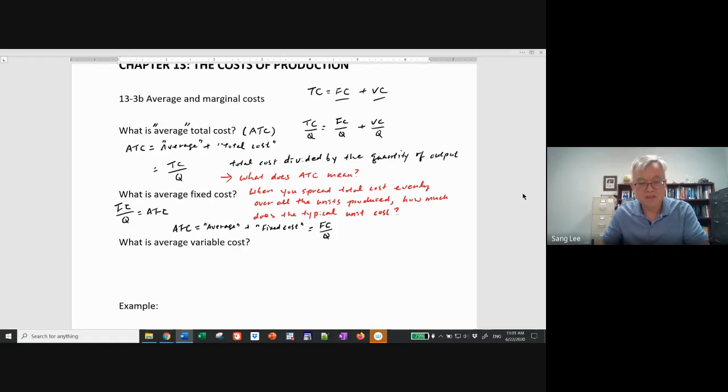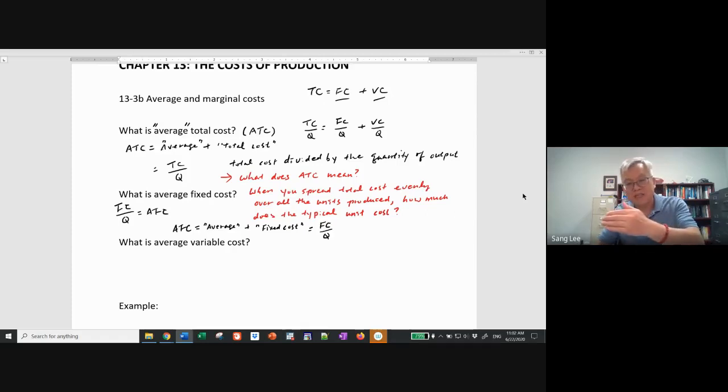In other words, when you spread all the fixed expenses over all the units you produce, how much fixed cost does the typical unit incur? That is your average fixed cost. Now, finally, what is your average variable cost?